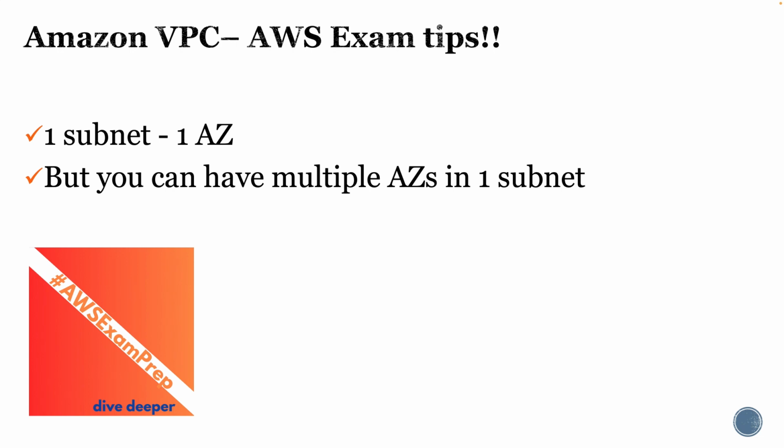So for the exam, remember that a VPC consists of internet gateways, route tables, network access control lists, security groups, and subnets. And here's another exam tip. You may see a question on your exam about one subnet equals one availability zone, but you can have multiple availability zones in one subnet, and you will most likely have questions regarding security groups being stateful and network access control lists being stateless. And again, we'll be diving deeper into all of this in later lessons.